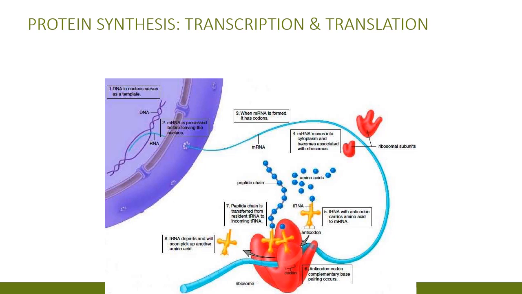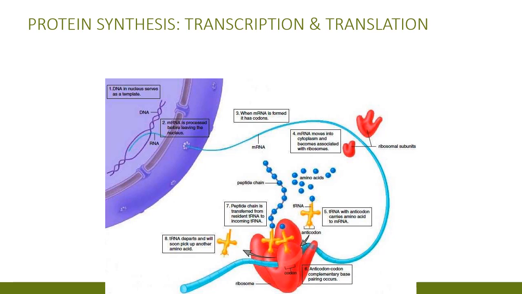So look at this image here, if you can make it out. All the way to the left is the actual nucleus and the nucleopores. You see that? Number one, the DNA serves as a template, and then the mRNA makes a copy of that. And then it leaves the nucleus. So number three is showing when the mRNA is formed, it has codons on it. You can't see it here, but it has the three codons on it. And then the mRNA moves to the cytoplasm and becomes associated with a ribosome.